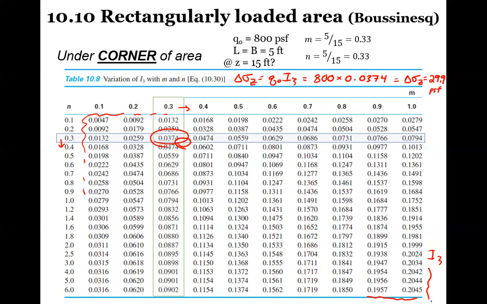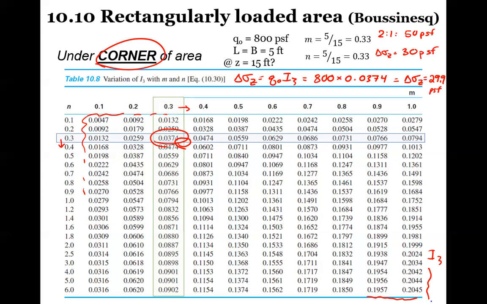So if you notice, this is actually the same dimensions from the 2-to-1 method. 5 by 5 feet, 15 feet down, and 800 pounds per square foot. So comparatively, from the 2-to-1 method, we said this was 50 PSF. And now for this under the corner, we can see that our delta sigma Z is 30 pounds per square foot, right? 29.9, just rounding up.